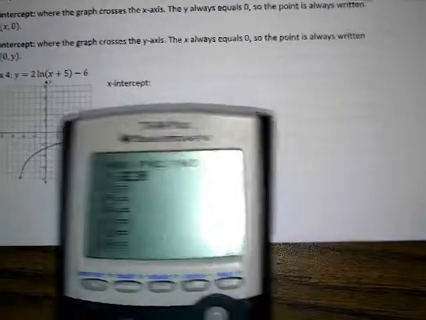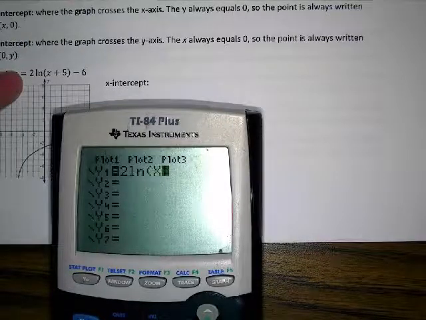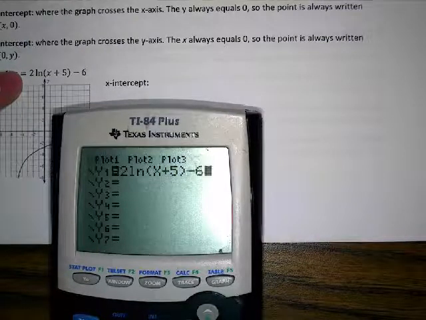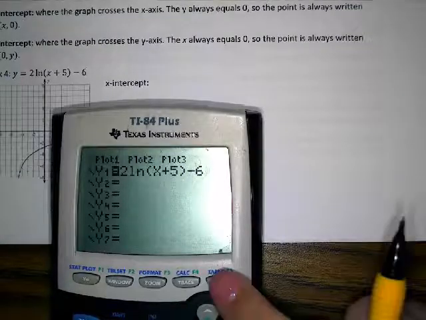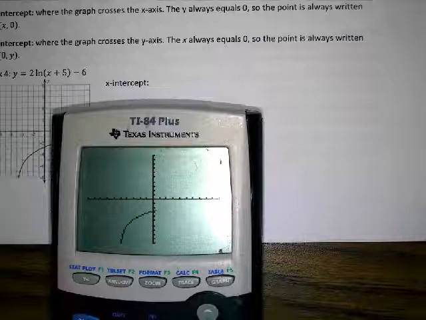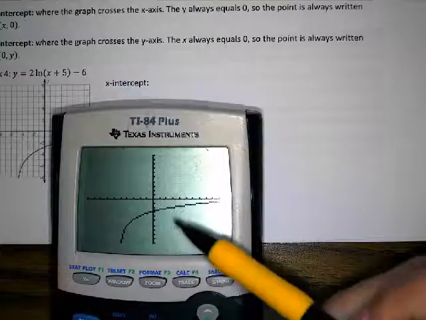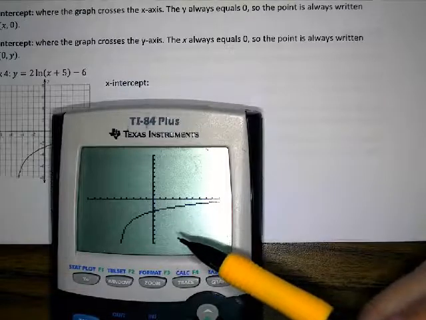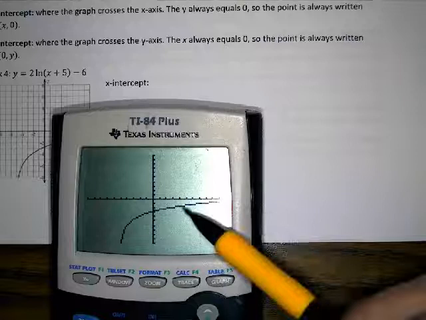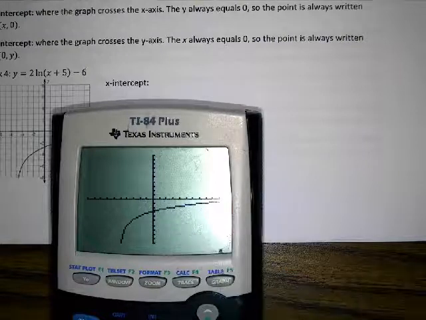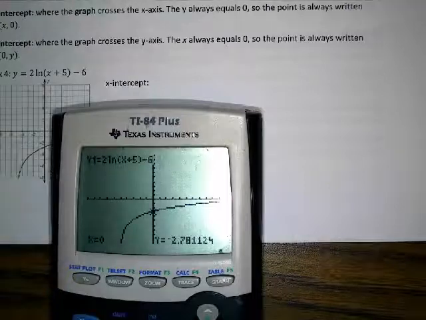So 2 ln(x + 5) and then minus 6. And everybody's typing this in, right? We're all getting that typed in? Okay, and if I hit graph, so how do I find the y-intercept? We're going to do the y-intercept first because I can't see the x-intercept. Second trace, number 1, plug in 0. Okay, so there's the y-intercept.